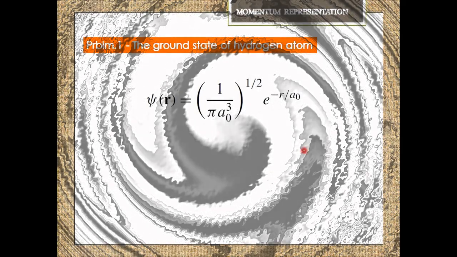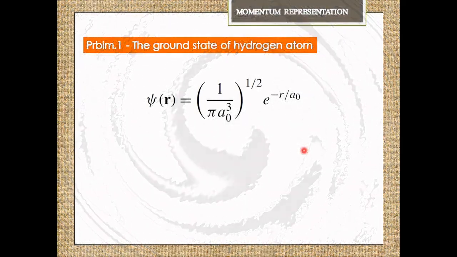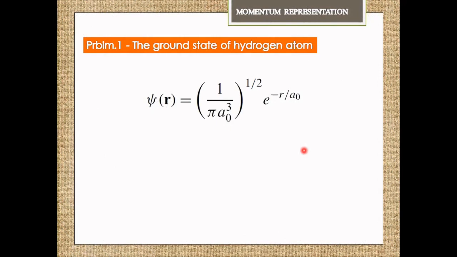Our first problem is to find the momentum wave function associated with the ground state of the hydrogen atom. We are doing this using Fourier analysis. The spatial three-dimensional wave function associated with the ground state of the hydrogen atom is given by psi(r) is equal to (1 by pi a0 cubed) raised to 1 by 2 e raised to minus r by a0, where a0 is the Bohr radius, which is equal to 4 pi epsilon 0 h cut squared by m e squared.